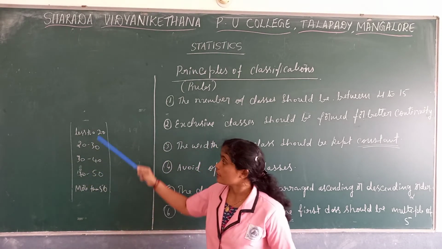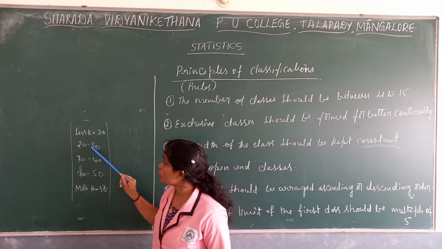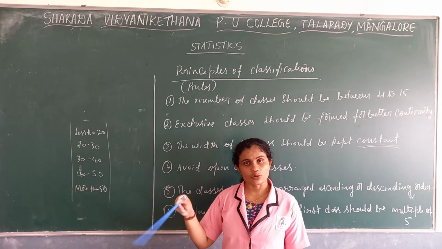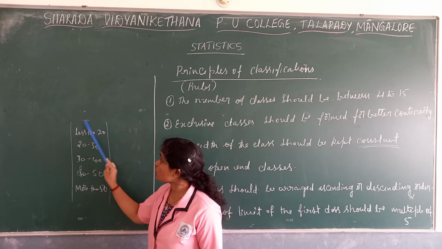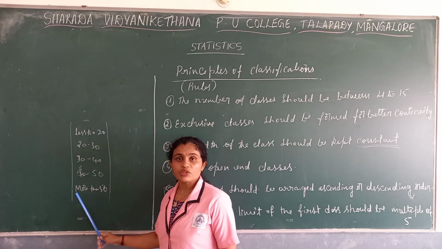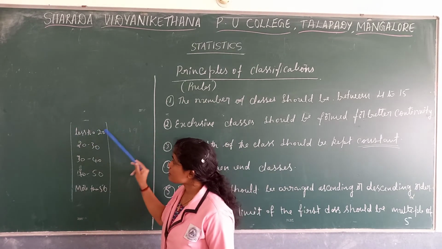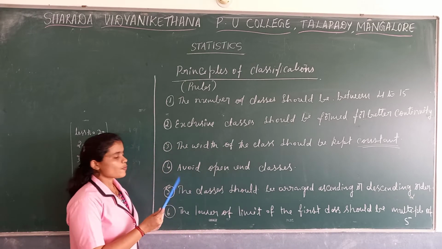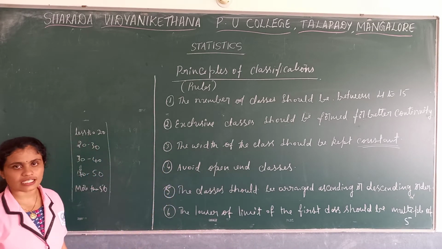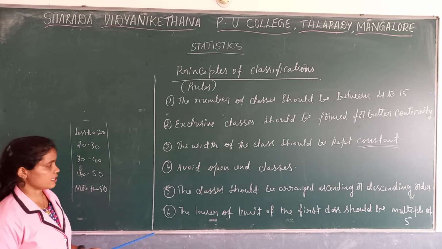What is the midpoint? For 20 to 30, it is 20 plus 30 divided by 2. What is the mid value of 20 to 30? 25 is the mid value. Here 35 is the mid value. But here it is difficult. We need to get the mid values for all the classes, but here it is difficult to obtain. So for that purpose, it is better to avoid open-end classes.